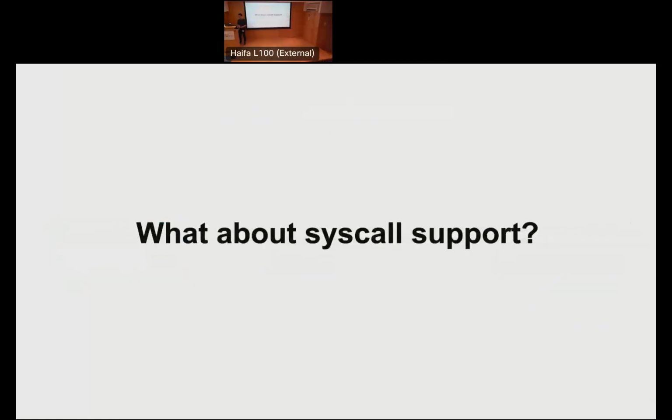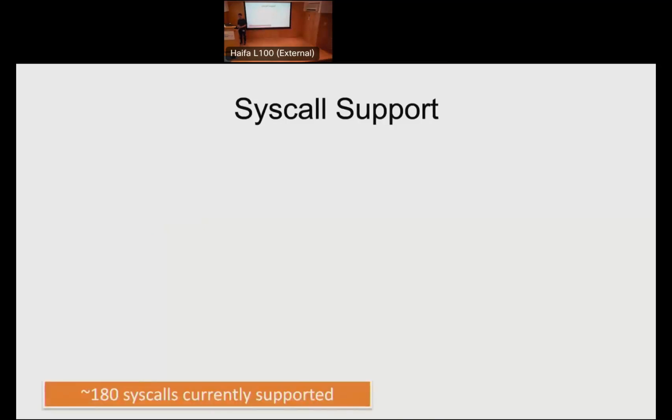In practice, however, when you want to implement a new operating system from scratch and claim Linux compatibility, you need to implement system calls. So how does it look with system calls? So far in Unikraft, we have support or partial support for about 180 system calls. And that is about half of Linux. So you could think, well, it's not much. It's just half of the system calls Linux has.